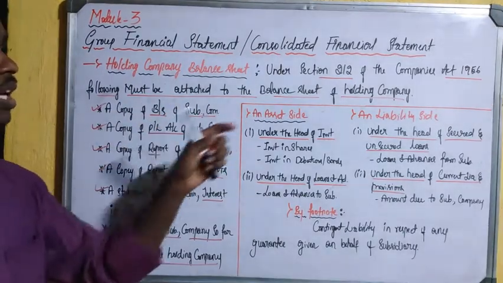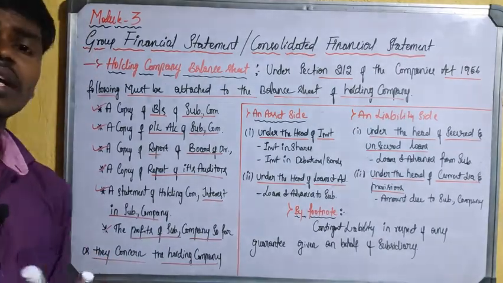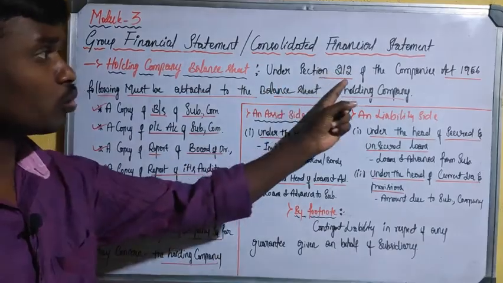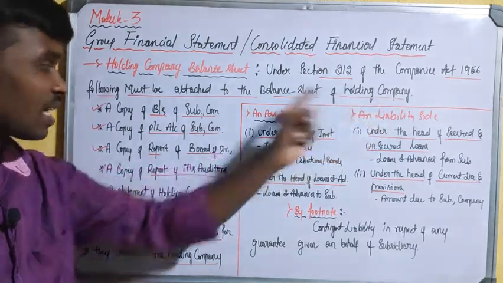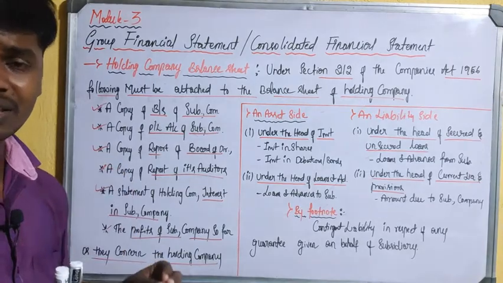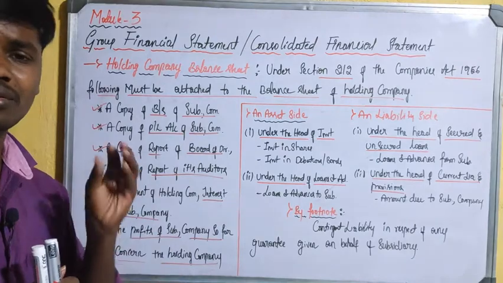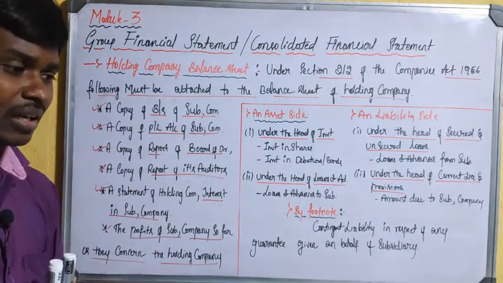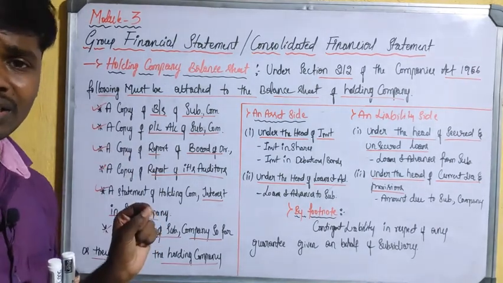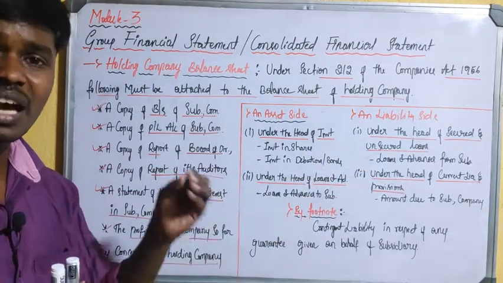which is prepared by the holding company or parent company. Okay, so according to Companies Act 1956, section 212, the holding company must attach these following documents. So you know that the balance sheet will be presented in a prescribed format. So in this case we are going to present the financial statement, that is a balance sheet, according to schedule 14. Okay, so according to schedule 14, which describes the following items are related to subsidiary company or various subsidiaries.